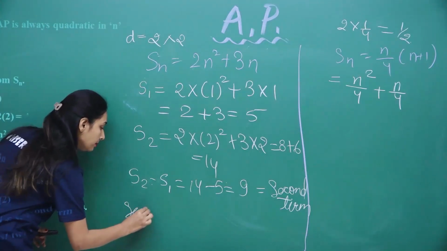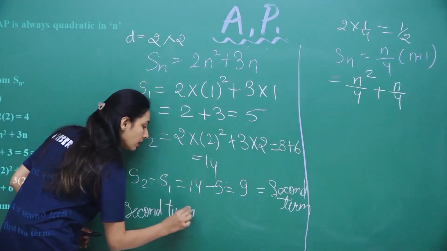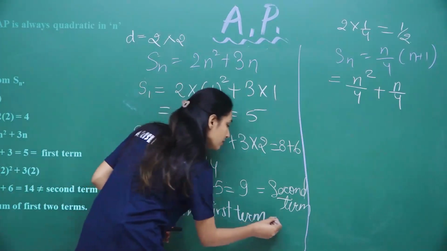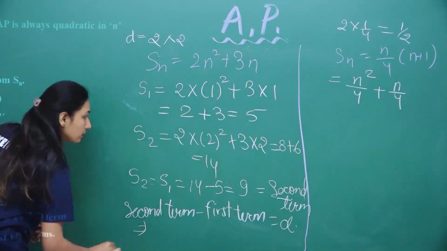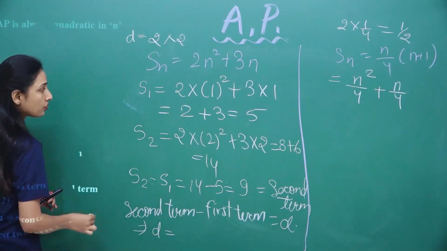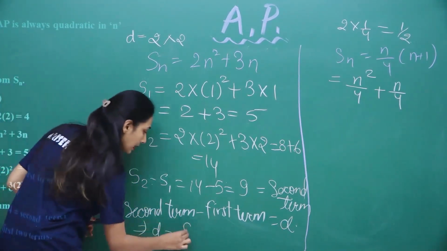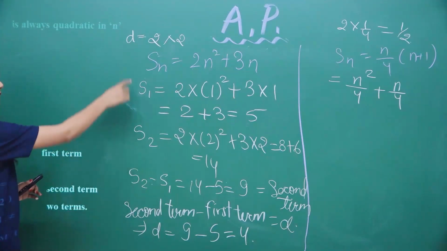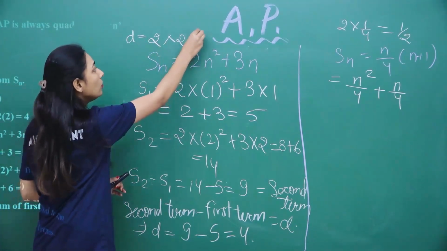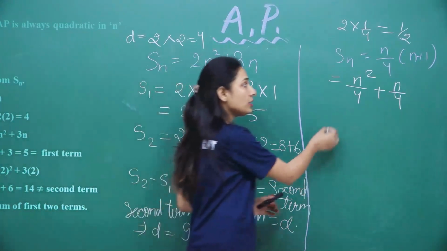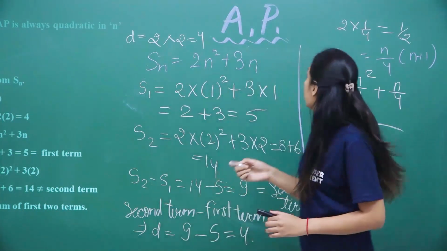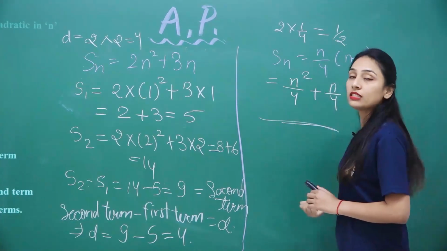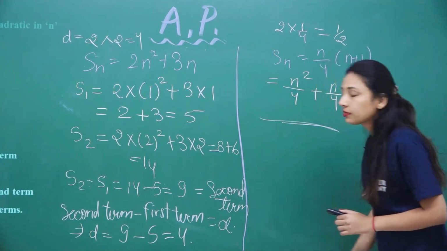So, second term minus first term. This is what? Common difference D. So, put the values here. This implies that D equals the second term, 9, minus the first term, which is 5, and that is equal to 4. Okay. Now, common difference equals 2 multiplied by 2, 4. Similarly, you can check it for the other one. We can solve this pattern just like that and get the answer as 1 by 2 as our common difference D. Okay. So, note it.